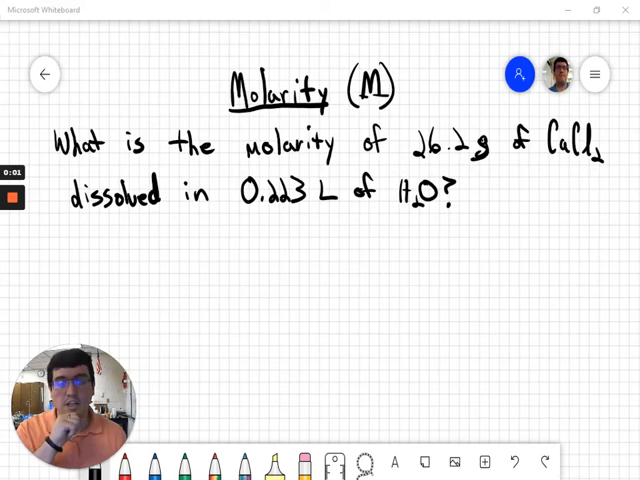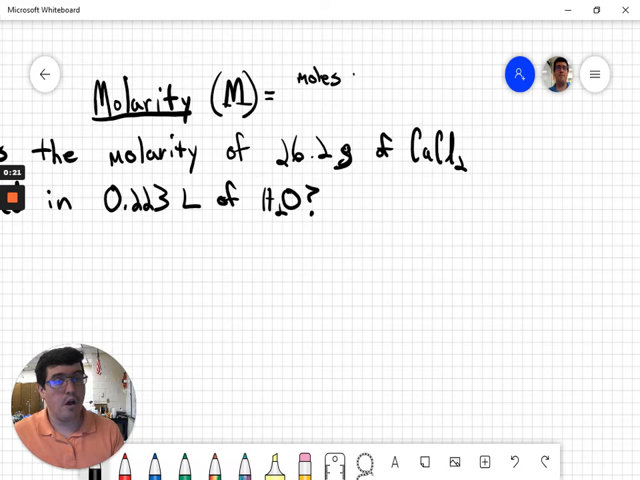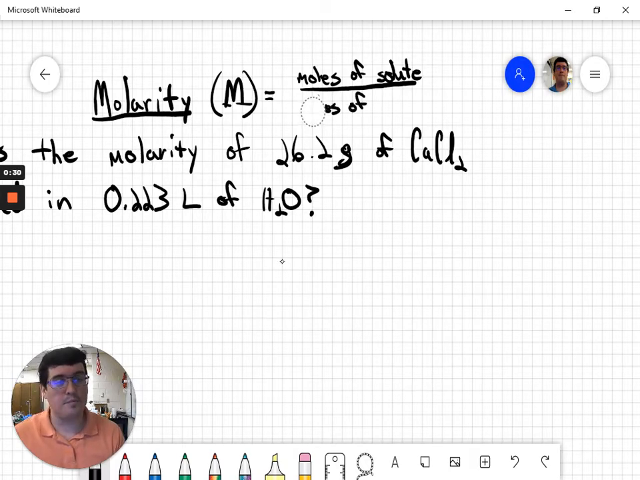All right, so a molarity problem, it's going to read just like this. So you can pause it real quick and write this down. We're going to add a few things to this. First of all, the thing that you need to know is molarity actually stands for moles of solute per, not moles, I am so sorry, moles of solute per liters of solvent.